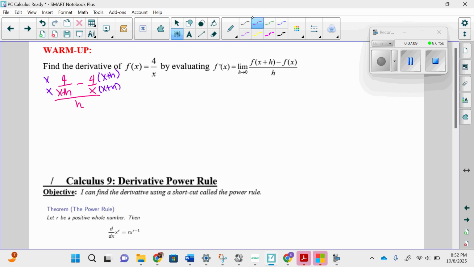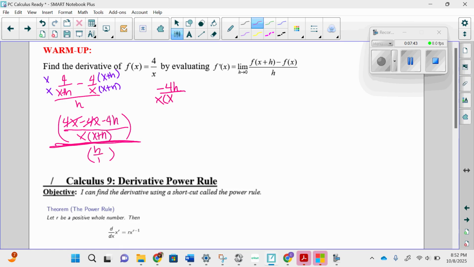So that gives me 4x minus 4x minus 4h in my numerator, all over x times x plus h, all over h over 1. That h is not a fraction, so I'm making it a fraction so we can see that we have a fraction divided by a fraction. So simplifying that numerator, the 4x's cancel, so that leaves me with negative 4h over x times x plus h.